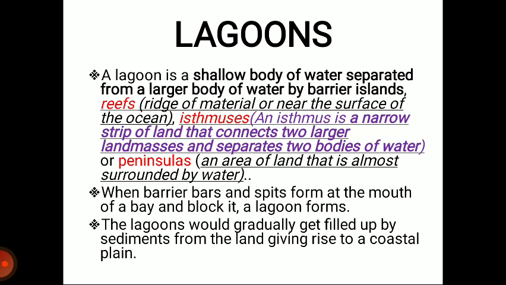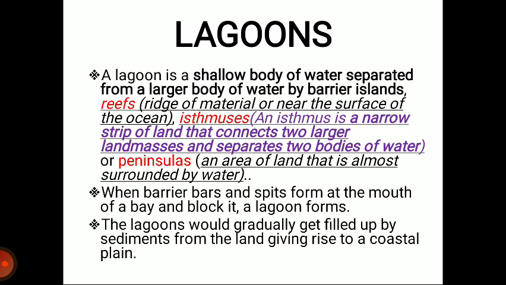Lagoons. A lagoon is a shallow body of water separated from a large body of water by a barrier island, a ridge of material near the surface of the ocean. An isthmus is a narrow strip of land that connects two larger land masses and separates two bodies of water, or a peninsula, an area of land that is almost surrounded by water.